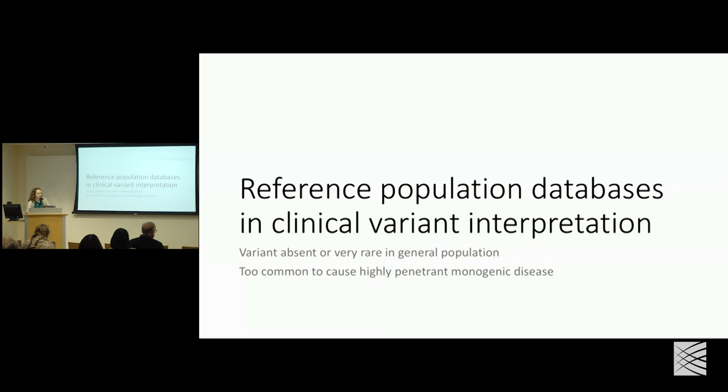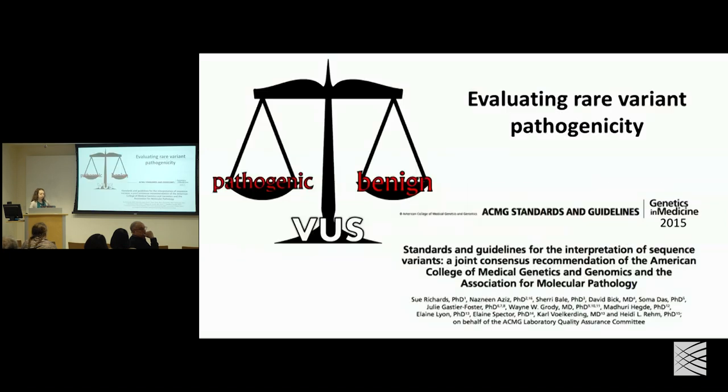Okay, using reference population databases in clinical variant interpretation. I'm going to show you a little bit about how we think about variant interpretation. Every variant I get starts in a state of a variant of uncertain significance, and what you're trying to figure out is: do we have evidence that it doesn't cause disease, that it's benign, or evidence that it's pathogenic? Our evidence is these standards and guidelines published by Richards et al. from the American College of Medical Genetics.